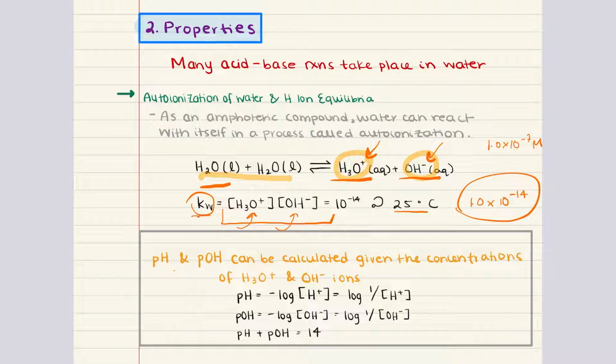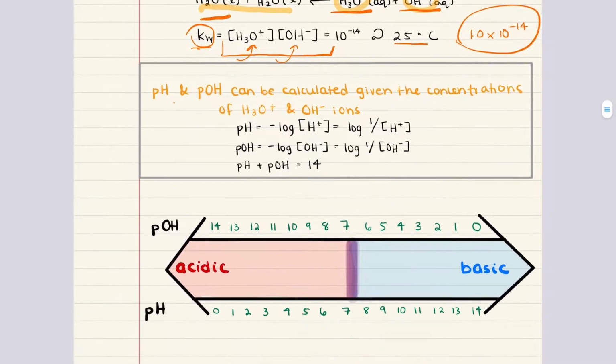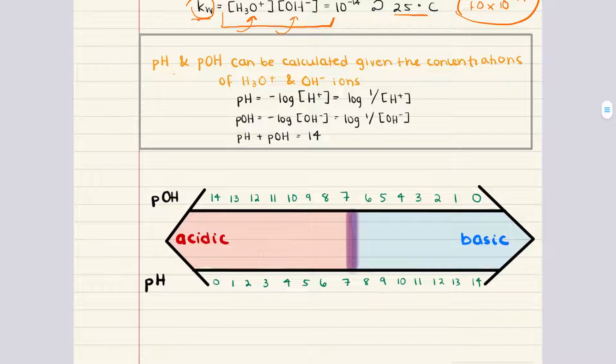So the product of the concentrations of the hydrogen ions and the hydroxide ions in an aqueous solution at 25 degrees Celsius, aka 298 Kelvin, must always equal 10 to the minus 14. However, of course, at different temperatures, the value of Kw changes. Now let's further explore hydrogen ion equilibria.